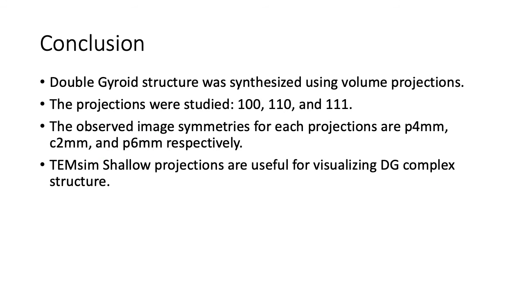In conclusion, there are some key takeaways. The double gyroid structure was synthesized using volume projections, and the projections studied were 100, 110, and 111, and these are the most important projections actually. And the observed image symmetries for each projection are p4mm, c2mm, and p6mm respectively. The TIMSIM shallow projections are useful for visualizing DG complex structures.